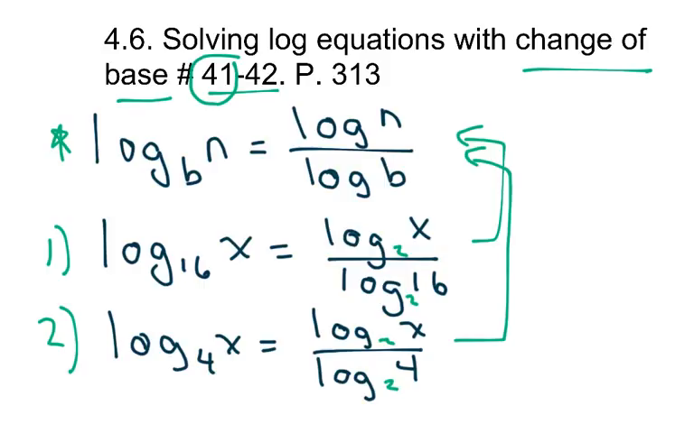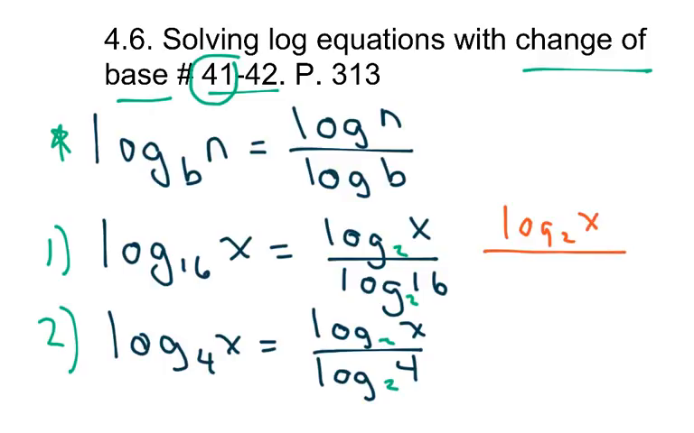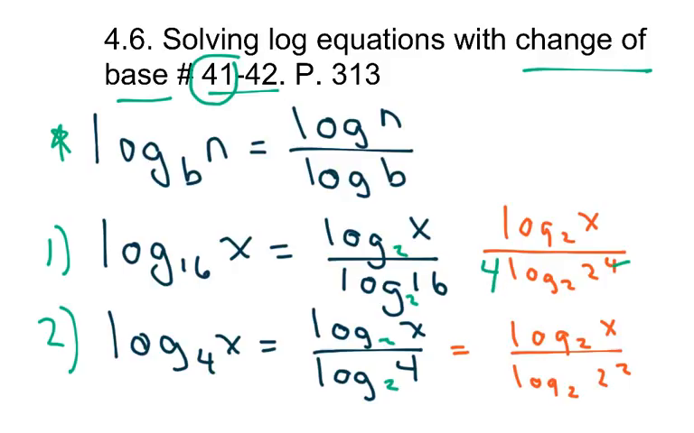Now when I do that, I'm going to write my numerator as log base 2 of x, and in the denominator I'm going to write log base 2 of 2 to the 4th. And I'm going to write this one as log base 2 of x over log base 2 of 2 squared. Then I'm going to use my power property and put the 4 in front, and I'm going to put the 2 in front.